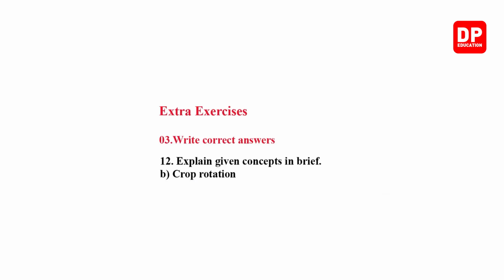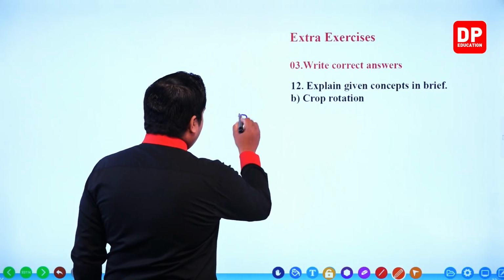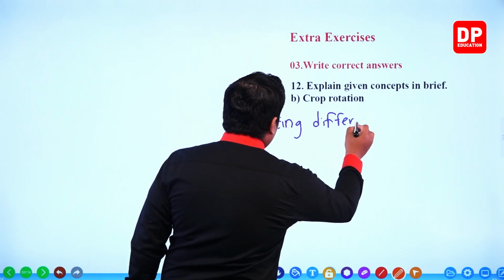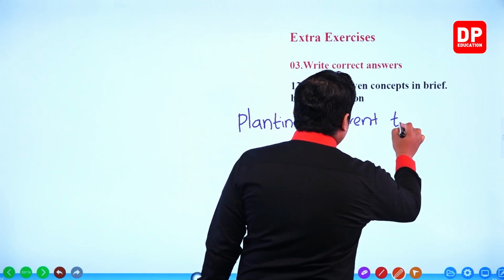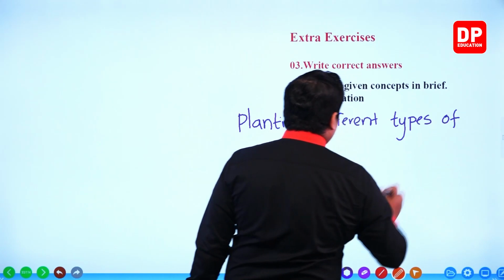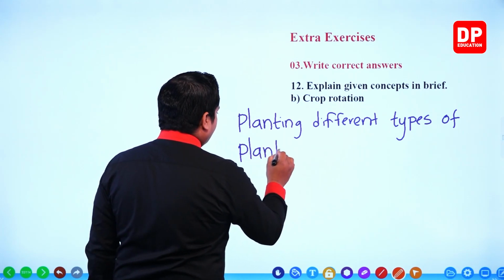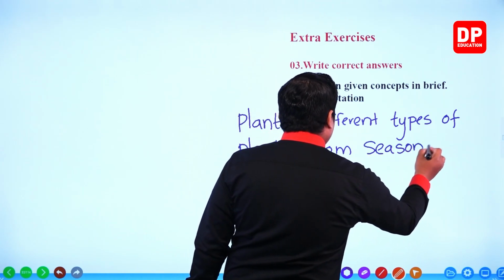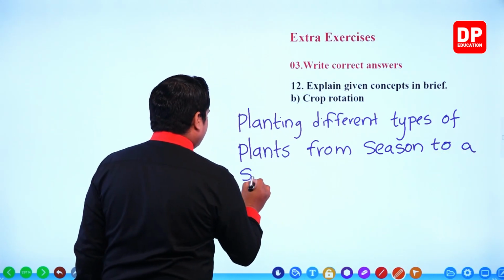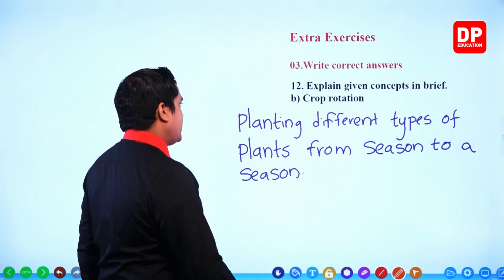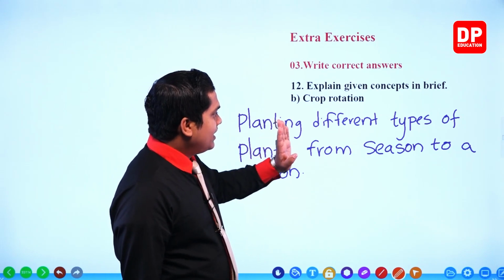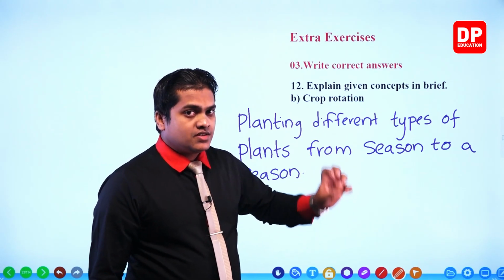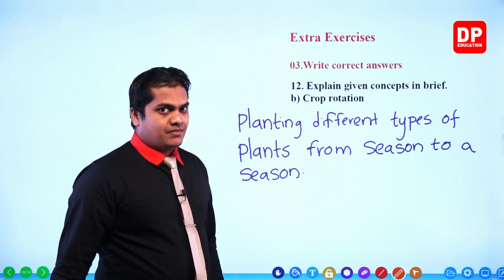Next one. B, crop rotation. So here, planting different types of plants from season to season. Right. So crop rotation means, my dear children, in simple, planting different types of plants from one season to another season. This is what we mean by crop rotation in simple terms.